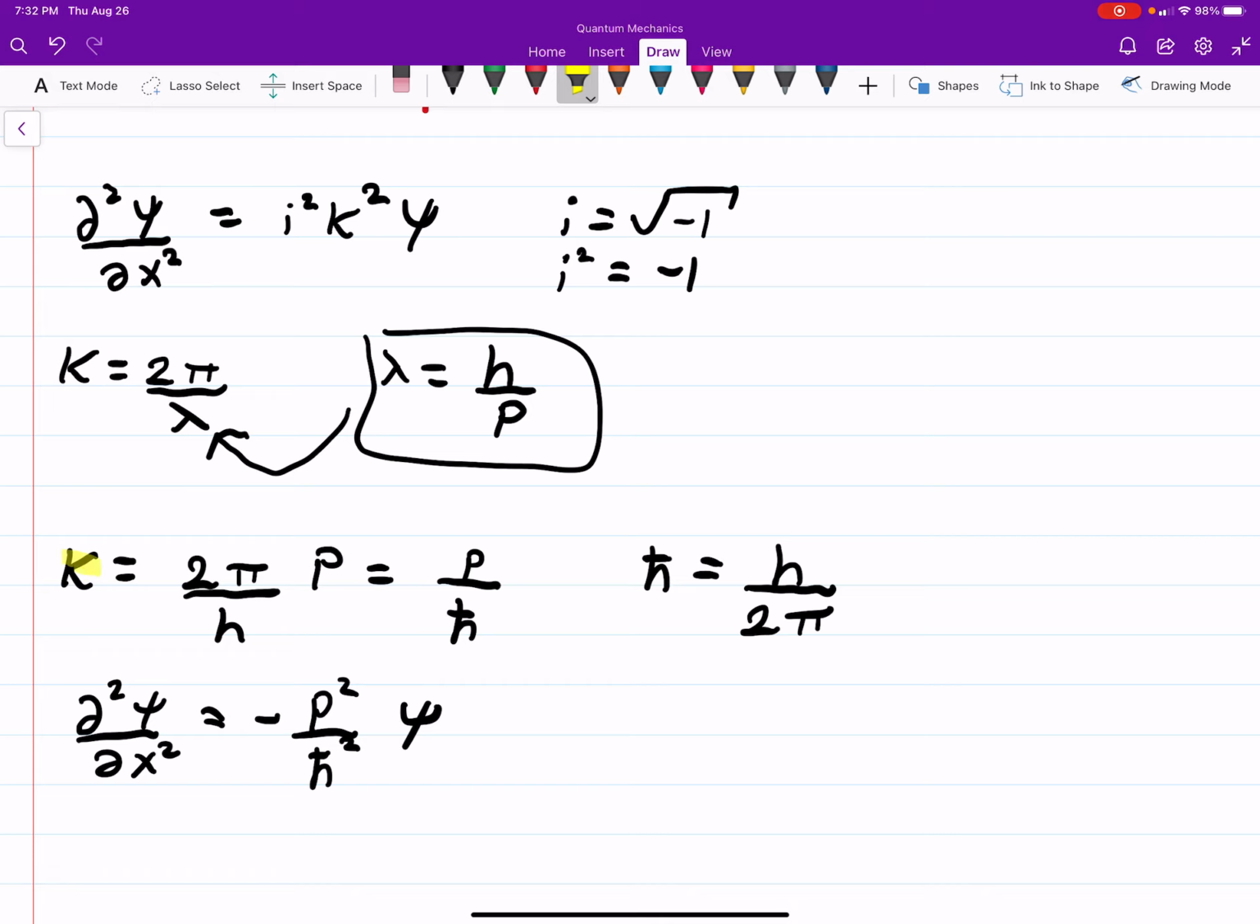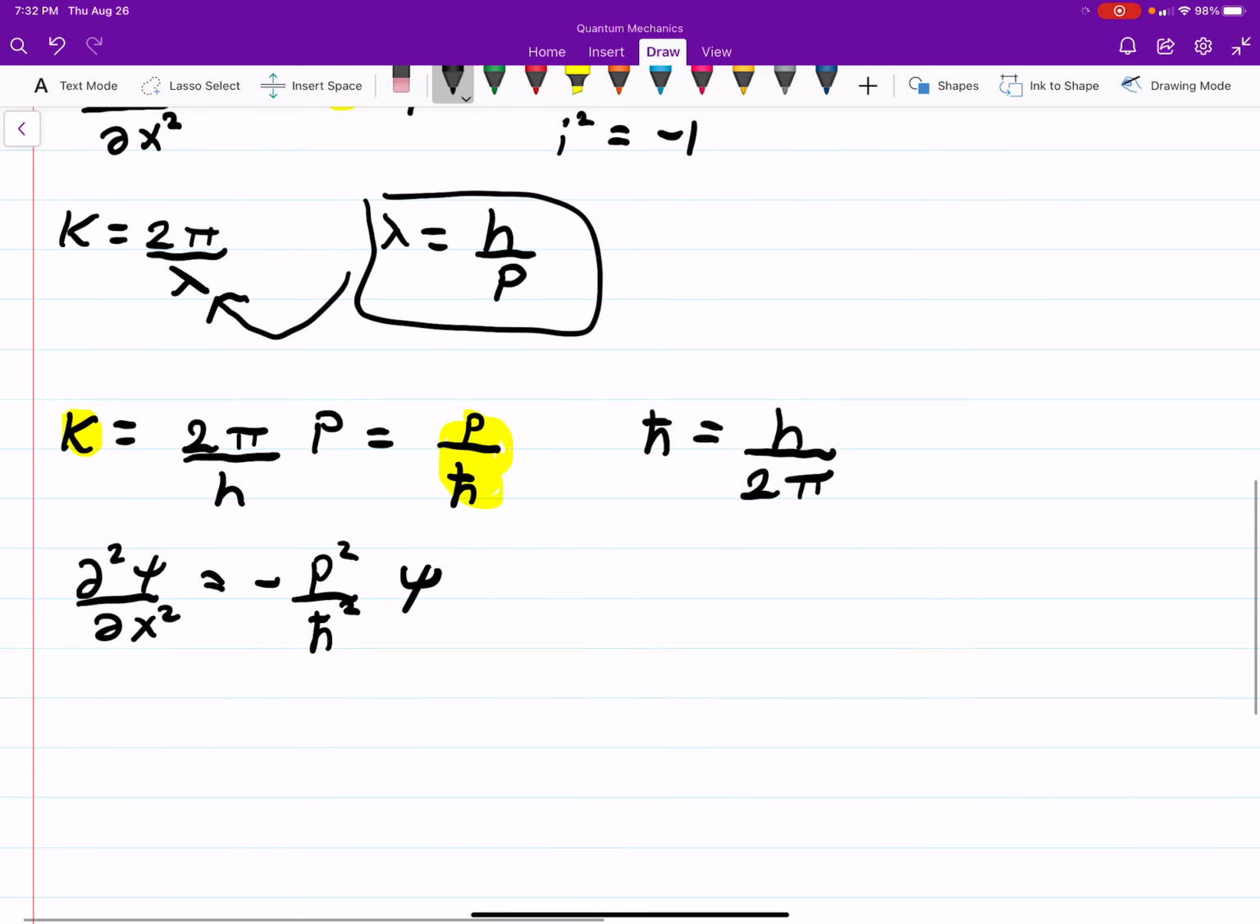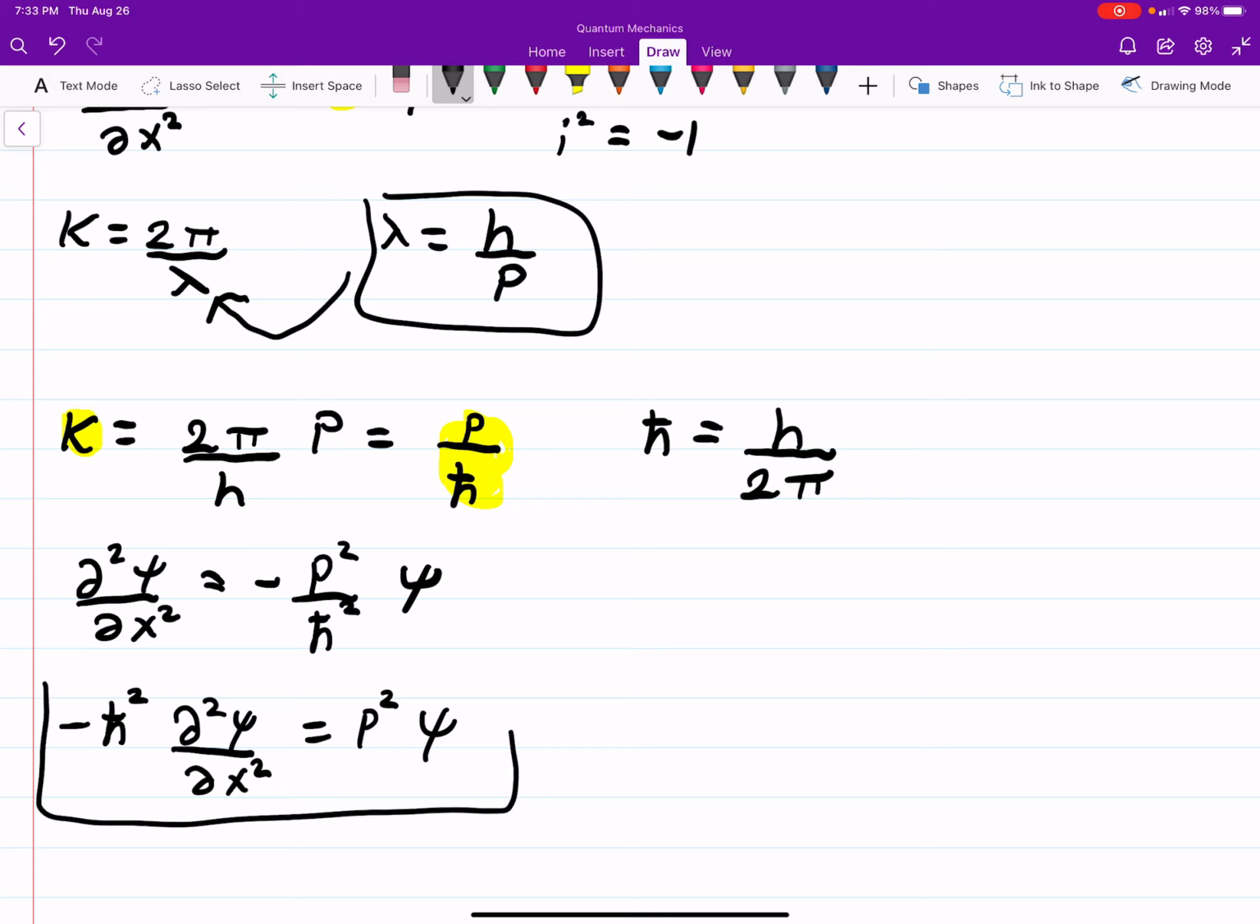So if we just square this, and then we plug it in here, that's what that is. Now we're going to do a little bit of algebraic manipulation. We're going to multiply over by negative h bar squared. Nothing wrong with that. The second derivative of our wave function with respect to x is equal to the momentum squared times psi.